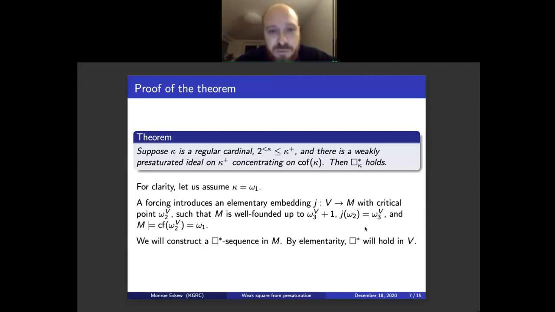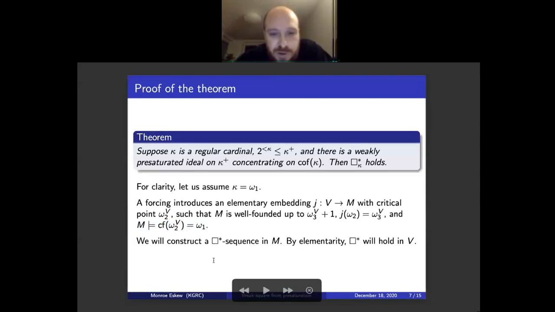And when we assume it concentrates on ordinals of cofinality omega 1, this implies that the ordinal omega 2 of V has cofinality omega 1 according to M. So this is a consequence of Wash's theorem and normality, meaning that the identity function in the ultrapower represents the ordinal omega 2 of V.